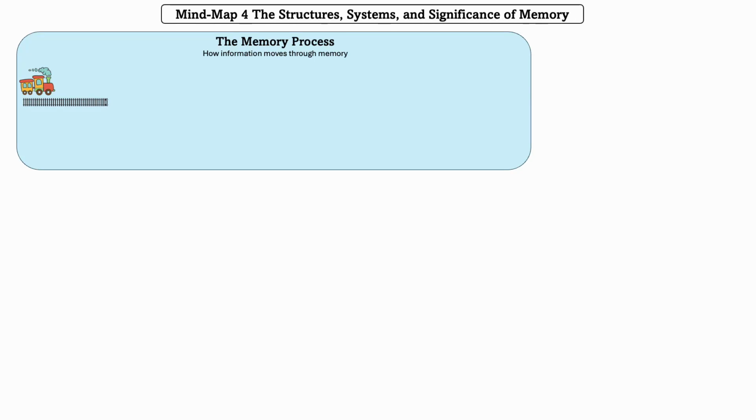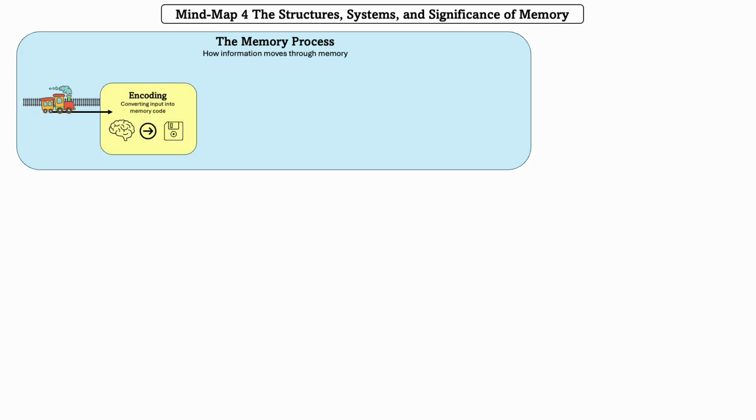Welcome aboard. Today we're exploring the structures, systems, and significance of memory, how information moves, where it's stored, and what shapes the accuracy of what we remember. We'll visit three regions: the memory process, the memory systems, and memory effects and distortions. We begin with the memory process, the region shown in blue.